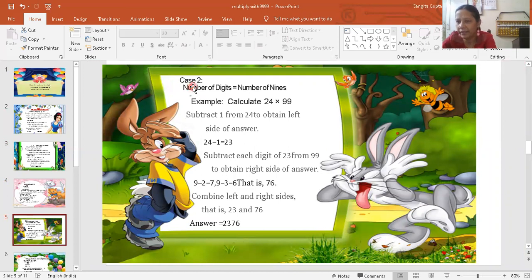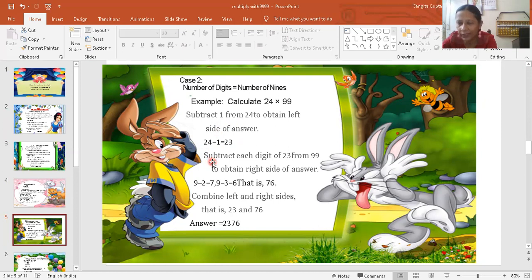Now this is our case 2. And in case 2, it says the number of digits is equal to the number of 9s. I have taken a very small, very easy example. Let's multiply 24 by 99. Now you see, this is a 2-digit number and this is also a 2-digit number. So you are not required to make any change here, and you are not required to make it a 3-digit or 4-digit number. Simply what you have to do is subtract 1 from this 24 itself. So 24 minus 1 is equal to 23.